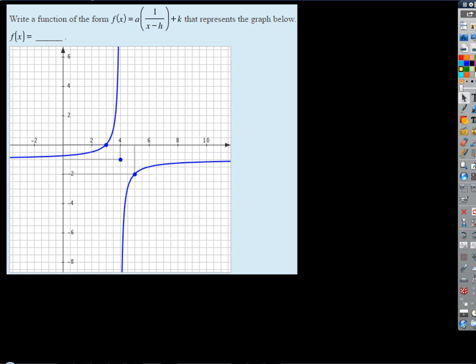How about this one? Now we've got more going on. What are the values of h and k here? Maria, what do you think? Where do the asymptotes cross? Where's that point? Like 4 and negative... It's going by 2s, isn't it? It's a little bit tricky. So, negative 0.5. Well, actually, negative 1.